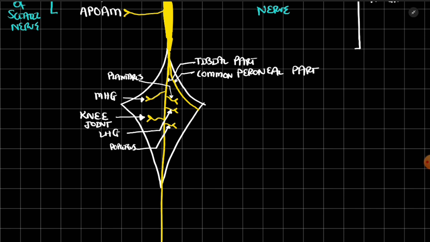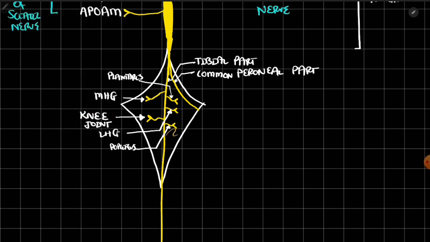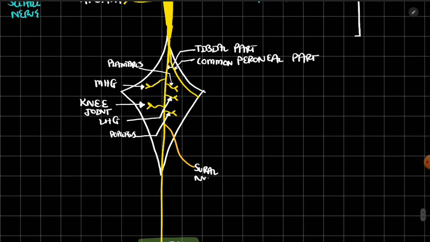And one major nerve, not to be discussed here, but I will just draw and keep it: this is the sural nerve, the cut section of the sural nerve. Not to mention it here, but the sural nerve is also a part of the tibial part of sciatic nerve. So basically I will highlight this. This is the tibial part, this is the common peroneal part.